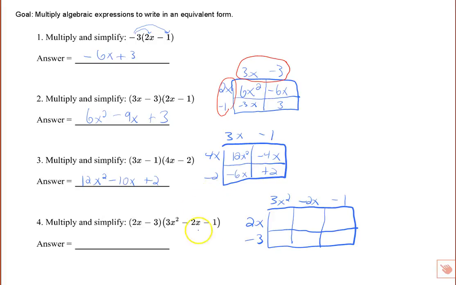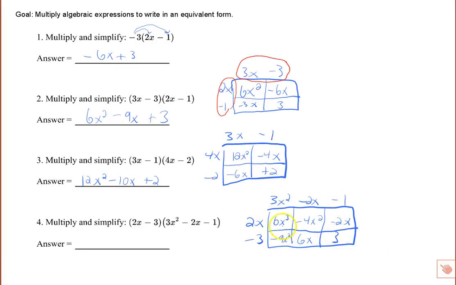Okay, now I multiply them. 2x times 3x squared is 6x cubed, because x times x squared is x cubed, and 2 times 3 is 6. 2x times -2x is -4x squared. 2x times -1 is minus 2x. And do the same thing on the bottom row here. 3x squared times -3 is -9x squared. -3 times -2x is positive 6x. And again, -3 times -1 is positive 3.